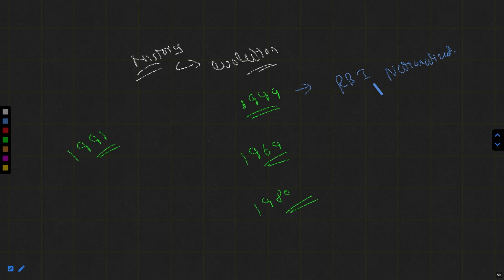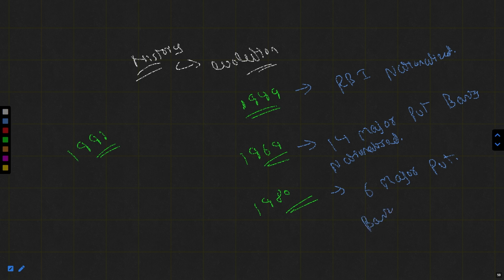Okay. In 1969, what happened? The 14 major private banks were nationalized, right? Okay, and in 1980, 6 major private banks were further nationalized. Okay, so remember these details and why it was happening.